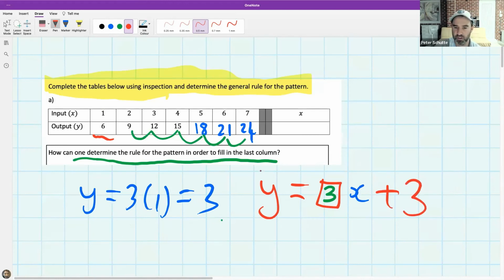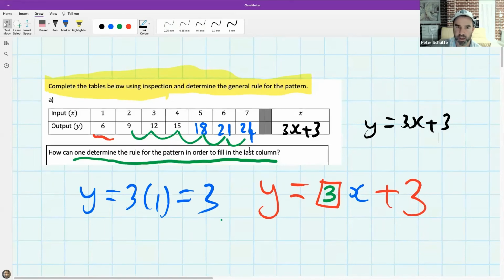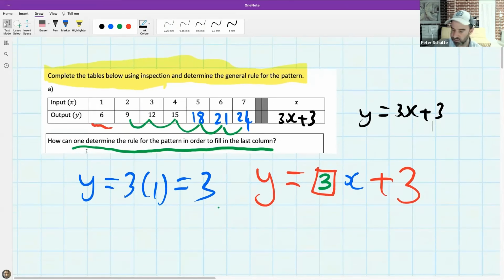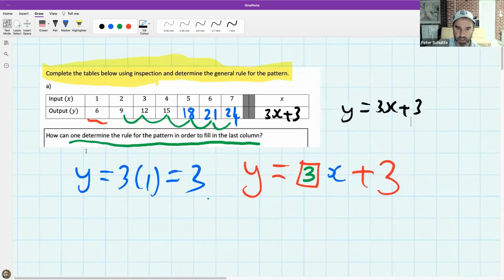Exactly. I get y equals 3x plus 3. So the rule in this case is that this one is just going to be 3x plus 3, or sometimes we write it with the y attached to it. But because it's in the column, you can just put 3x plus 3, but that's exactly it. Okay, so that's my example. And I think from what I've seen in the chat, that's done pretty well.